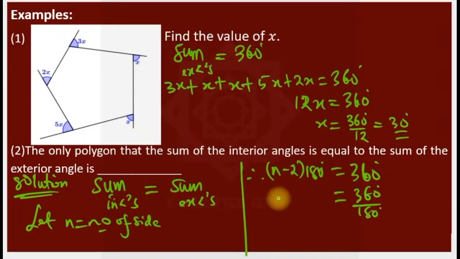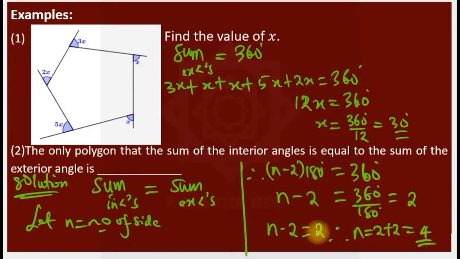So this is n minus 2. And what is 360 divided by 180? We'll have 2. Therefore, n minus 2 is 2, which implies that n is 2 plus 2, which is 4. So we have a four-sided polygon, and our answer, the only polygon, is a quadrilateral. So the polygon must be a quadrilateral.